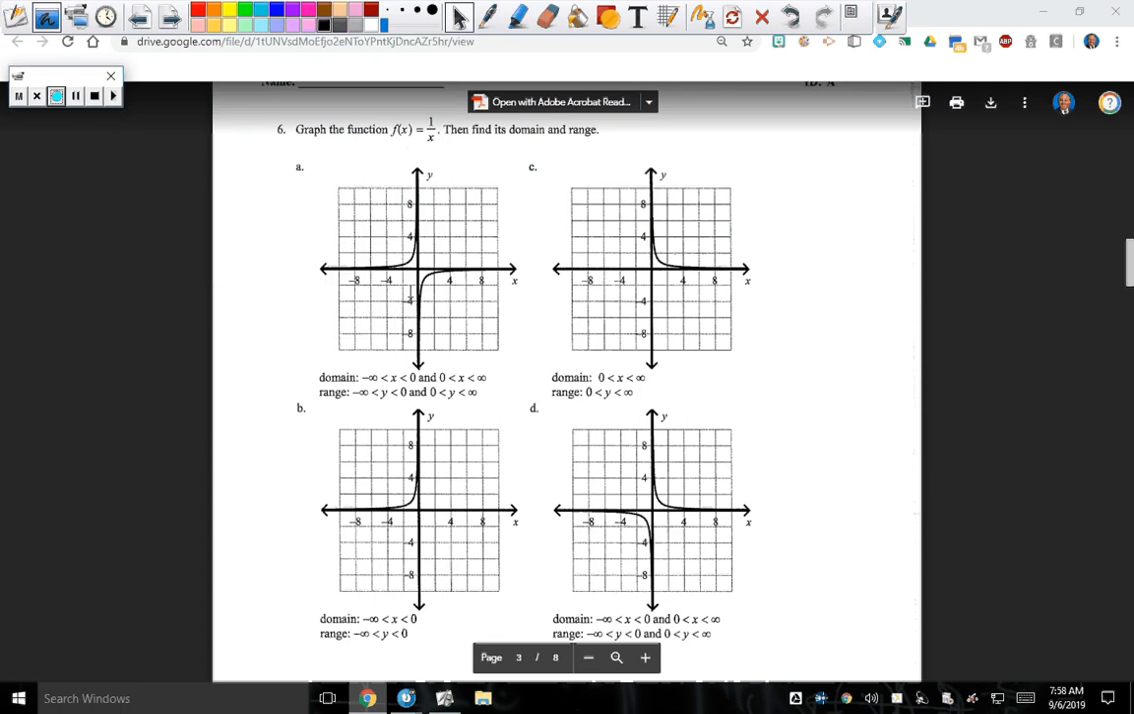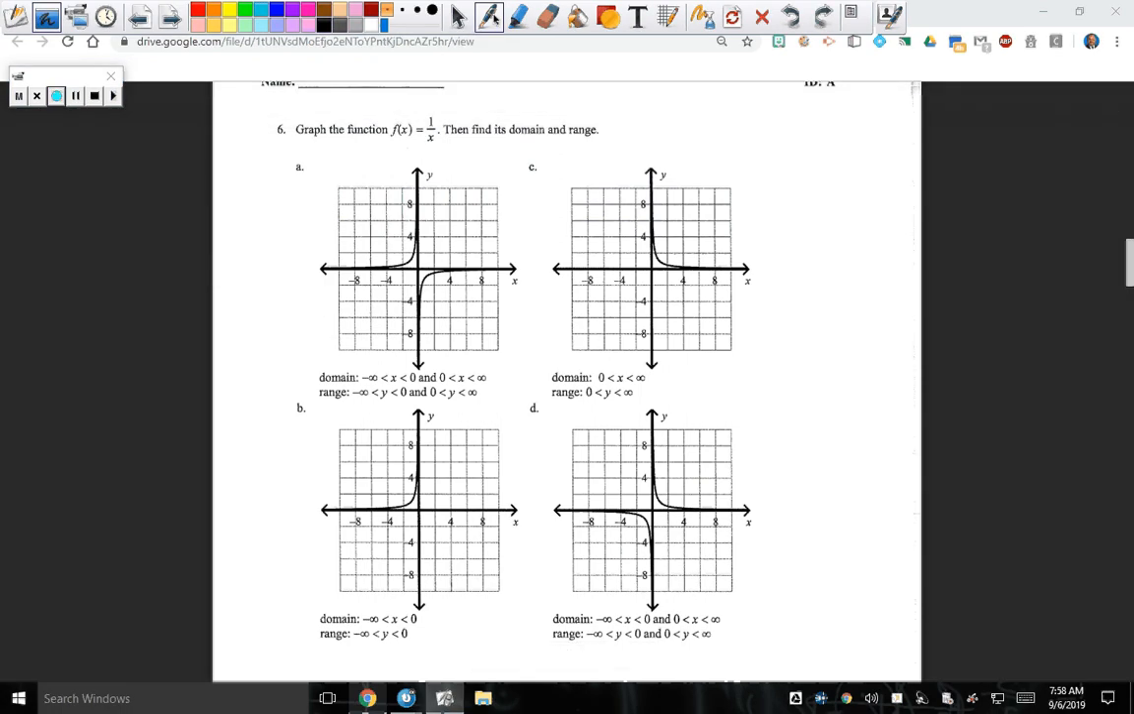Okay, our next set of 5 videos are going to be 6 through 10. And let's go ahead and get started. It says graph the function f of x is equal to 1 over x, and then find its domain and range.